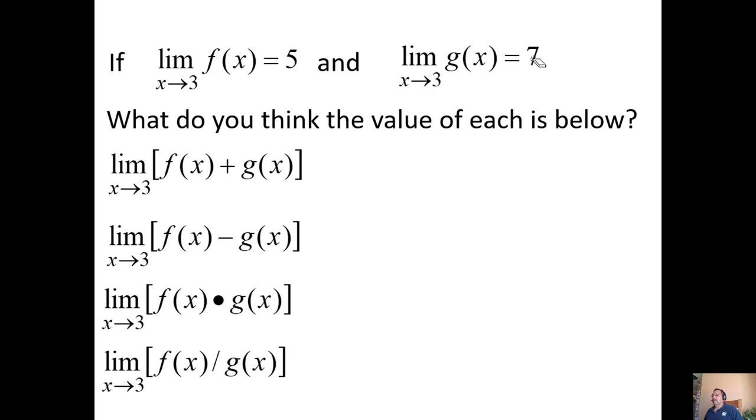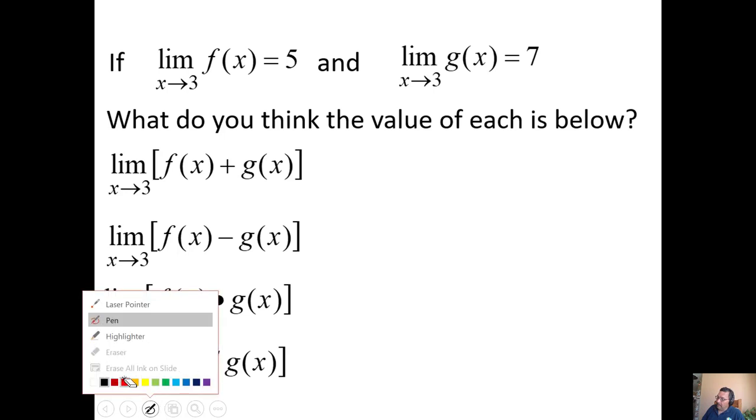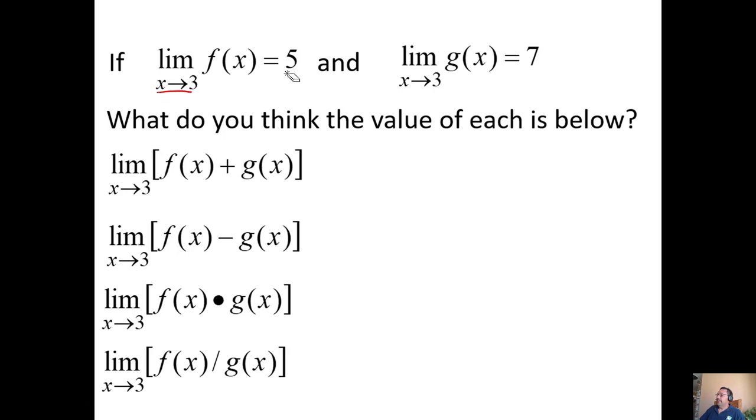Okay, so let me take a moment to explain what's going on here. So we have this function. All you know is what you're being told here, that for f of x, as your input tends to 3, your output tends to 5. That's what this says. The limit as x goes to 3 of f of x is 5 means that for this function, as you plug in numbers that get closer and closer to 3, your outputs get closer and closer to 5. And for the function g of x, as your inputs get closer and closer to 3, your outputs tend to 7.